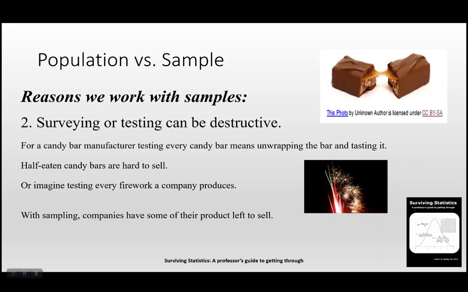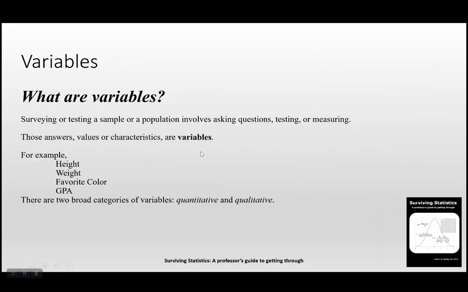Or what if you work for a fireworks company? You can't test every firework or you wouldn't have anything to sell. So that's another reason why we use samples instead of the population. We survey a representative sample of the population.